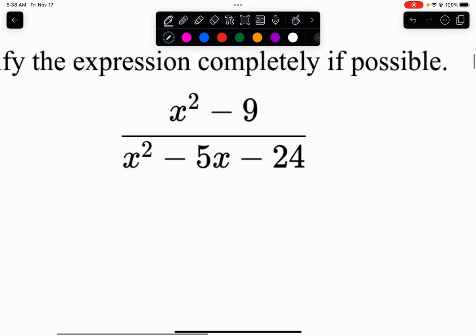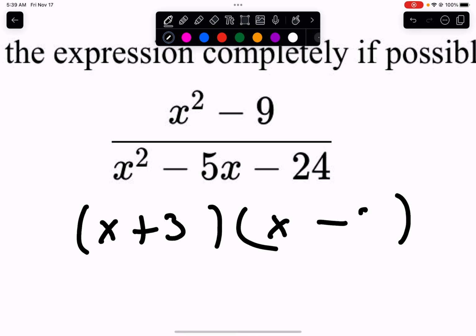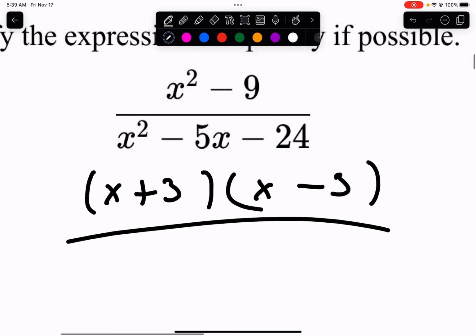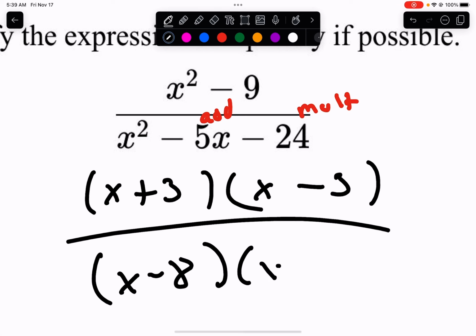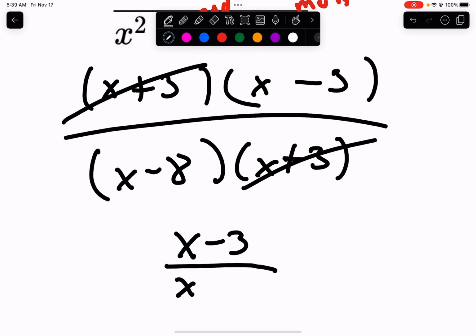All right, another one. Up top, we have 2. Do we have a GCF? Nope, but we do have a difference of squares. So we end up with x plus 3 and x minus 3. On the bottom, we have a trinomial. We look for a GCF. We don't have one, so we have to figure out what multiplies to negative 24 and adds to negative 5. That is going to be x minus 8 and x plus 3. I look and I can cancel these out. I get x minus 3 and x minus 8.